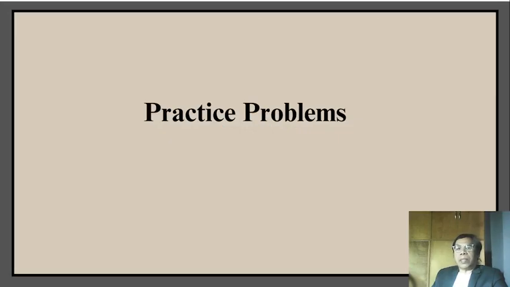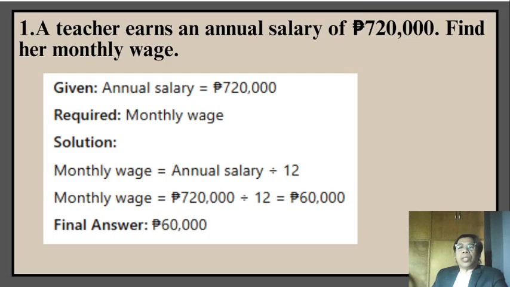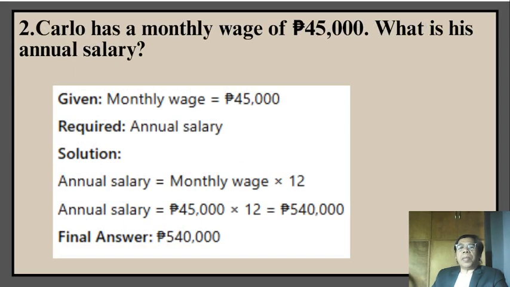Practice problems. Okay, number 1, a teacher earns an annual salary of 720,000. Find her monthly wage. So we're given annual salary 720,000. Required, monthly wage. Solution: monthly wage is equal to annual salary divided by 12. Substituting the given data, the final answer is 60,000 pesos.